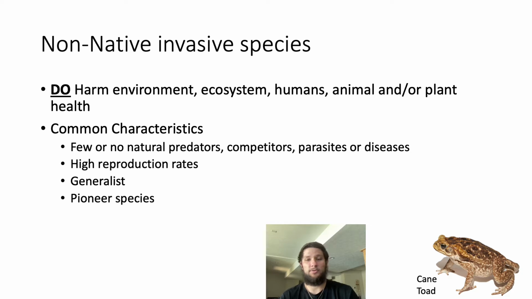So some common characteristics of non-native invasive species are few or zero natural predators, competitors, parasites or diseases, high reproduction rates, tolerant of different environments, generalists, and pioneer species. So a pioneer species is a species that helps other organisms survive, and non-native invasive species often do this for themselves. So they are pioneer species for themselves.